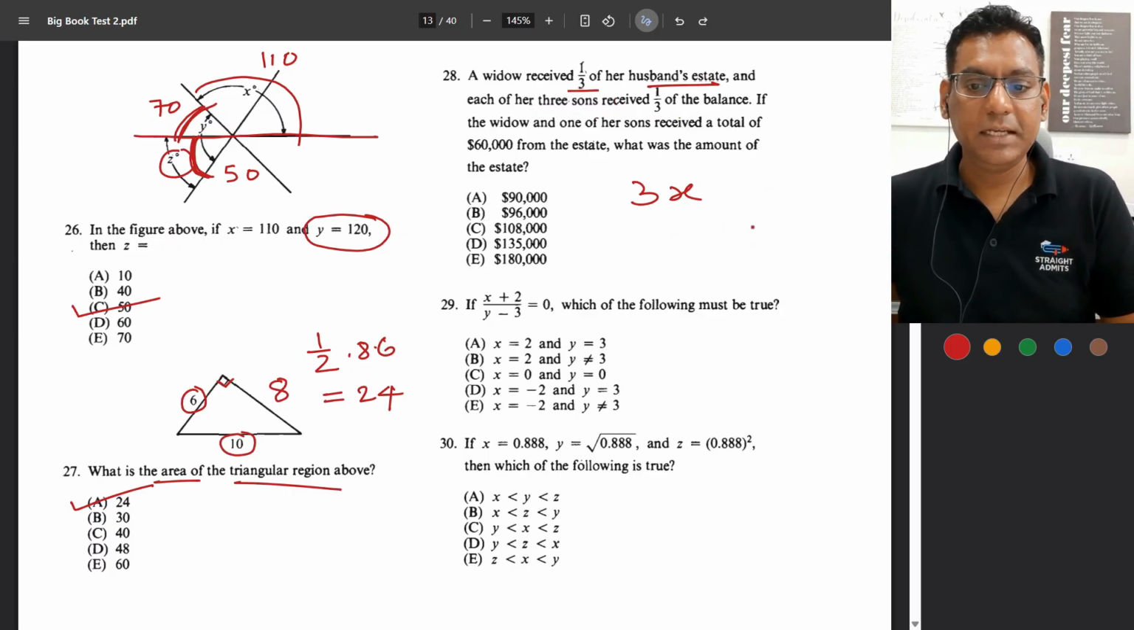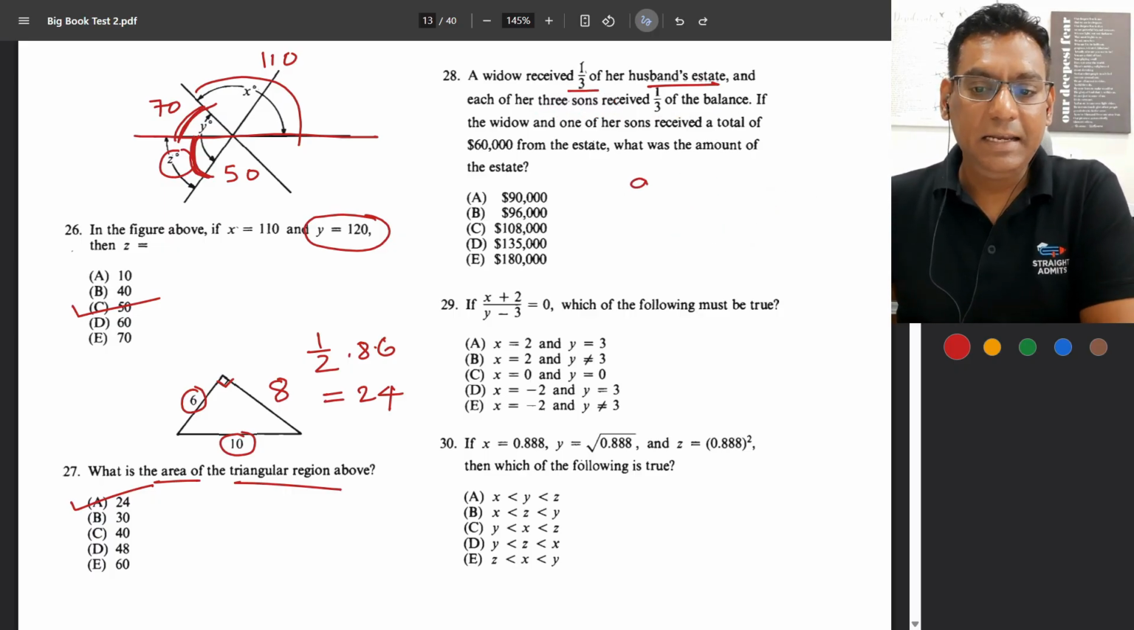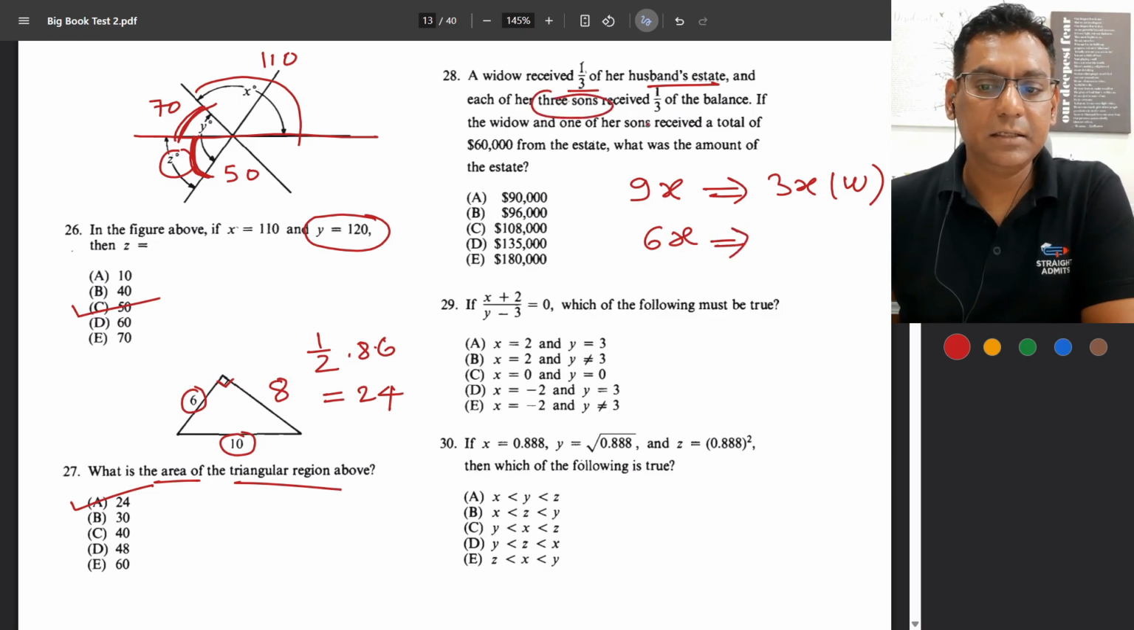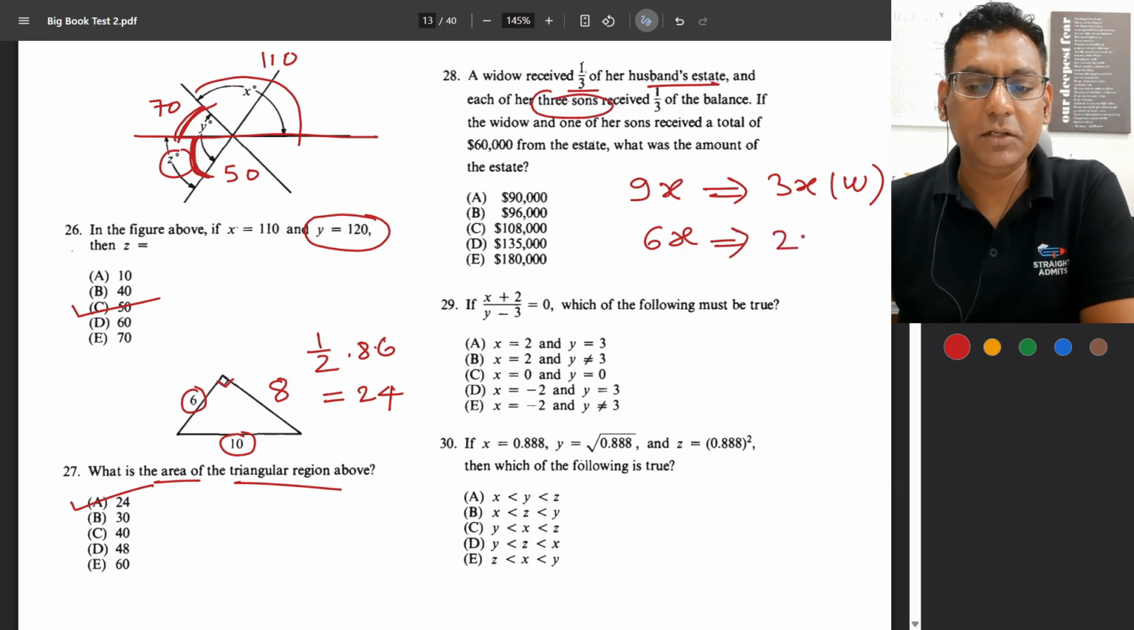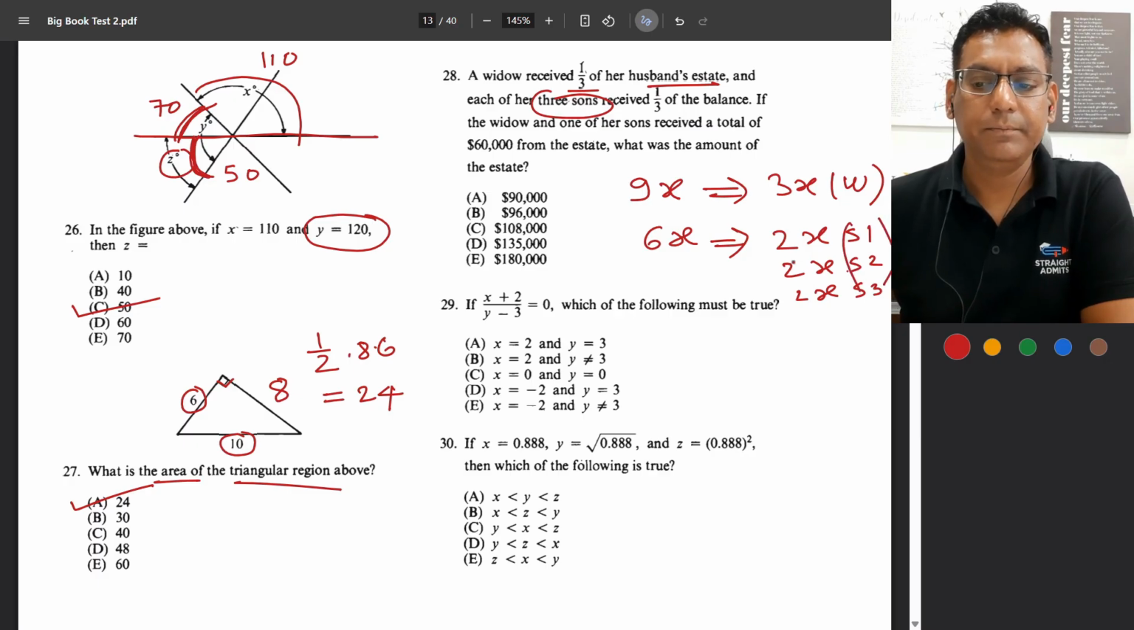Okay, I'll do the same thing, but I'll pick 9x as the husband's income, the estate. Out of that, one third, that means 3x, will go to the widow. What we have is 6x remaining. Out of the 6x, there are three sons. Each of them will get one third. That means each son will get 2x, 2x, 2x. Now the S1, S2, S3. Okay. Now the figures are easy to work with. Okay. 2 plus 2 plus 2, 6 plus 3, 9.